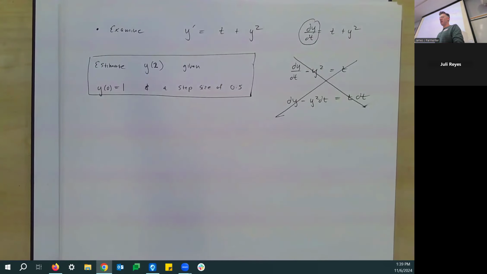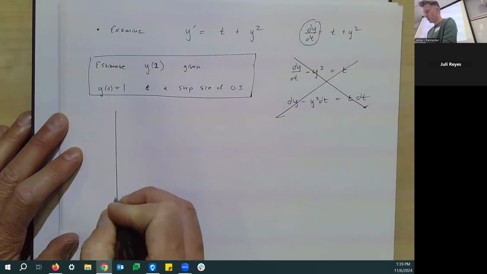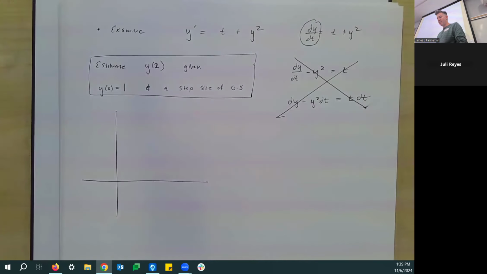Let me talk about the idea of this before we do the calculations. The idea is the following. Oh, I just remember the thing I'm supposed to do here. We're going to draw a direction field. It's my least favorite thing to do.